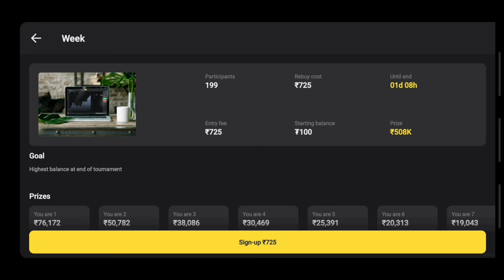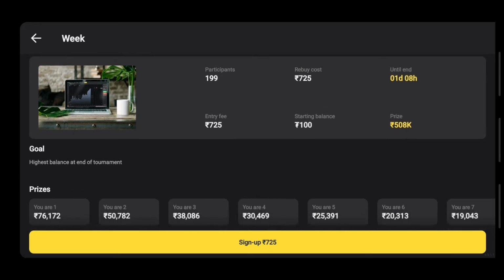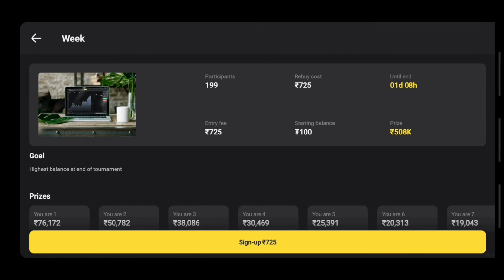For example, here it's written 1 day and 8 hours. That means after 1 day and 8 hours, this tournament will start and you will be able to play with the number of participants who would have joined by then. Currently it's 199, so considering you join, there will be in total 200 participants who would have joined by paying 725 rupees.